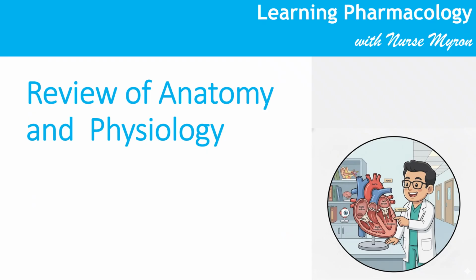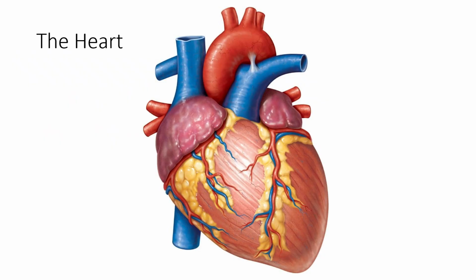So let us begin with a brief review of the anatomy and physiology of the heart and circulation. The heart is the organ that serves as the pump to make blood circulate throughout the body. However, it also needs to be supplied with freshly oxygenated blood to keep working.